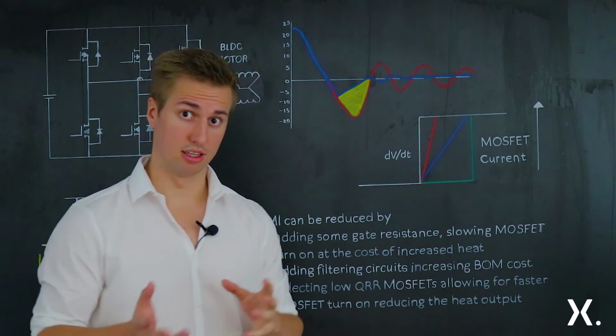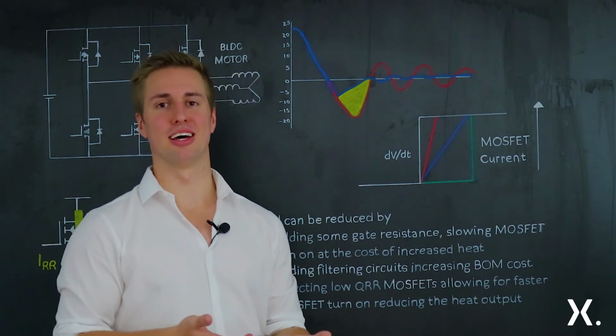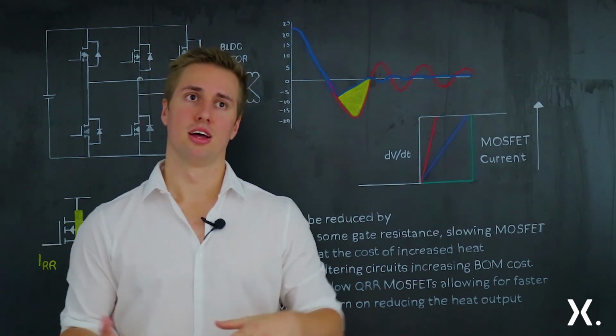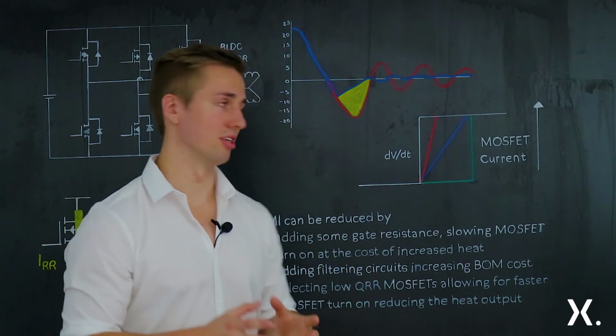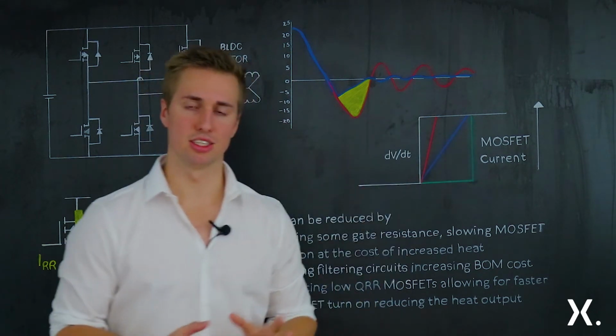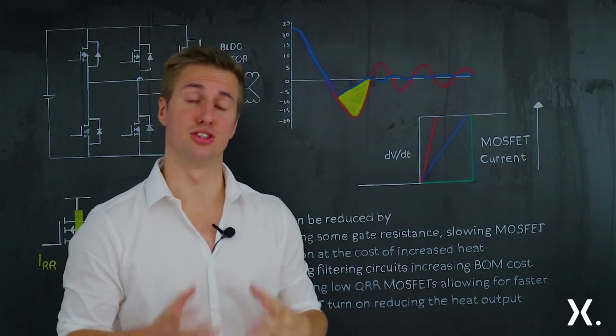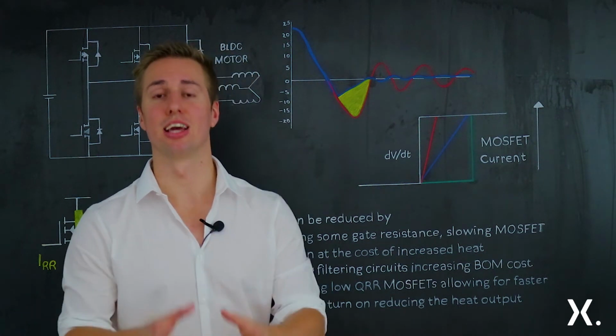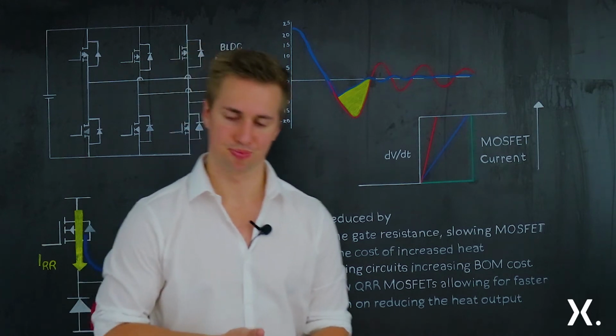And that's why picking a low QRR MOSFET, which does lower EMC to a certain degree, also allows you to have a slightly sharper rising edge, which also reduces the heat output, not by adding any extra components, just by picking a lower QRR device.